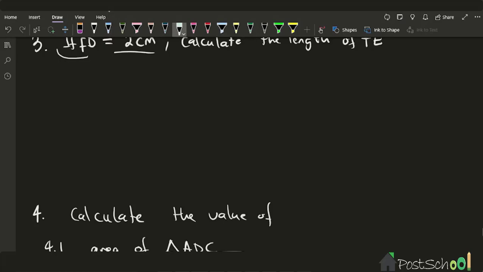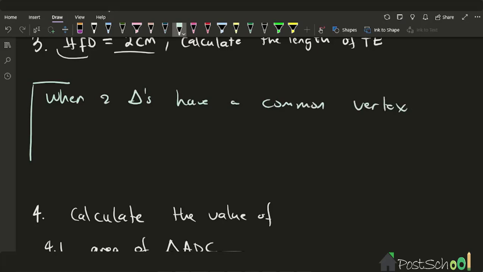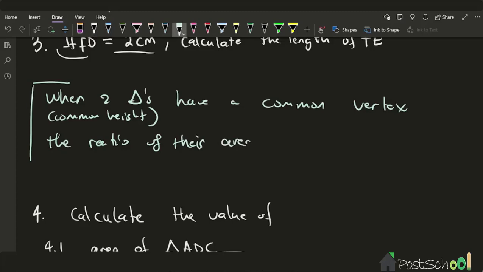Now, a statement which you must understand is that when two triangles have a common vertex, a corner, and a common height, what will happen is that the ratio of their areas will be equal to the ratio of their bases.